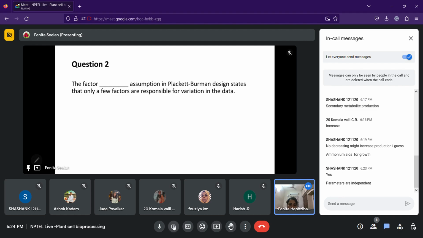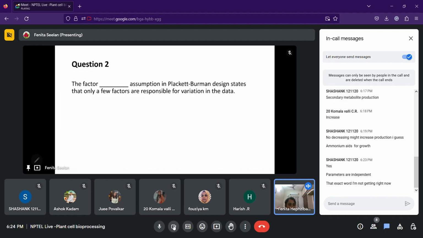Should I tell the answer, or will you guys take a guess? So the answer is the exact. Okay, it's okay, Shashank. Sparsity. The factor sparsity assumption. That means that among the various factors you have selected, only a few will be responsible for variation in the data. That is the assumption.